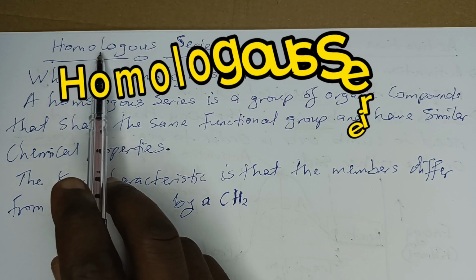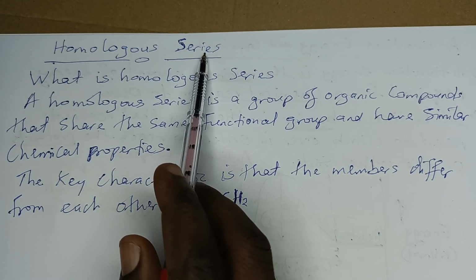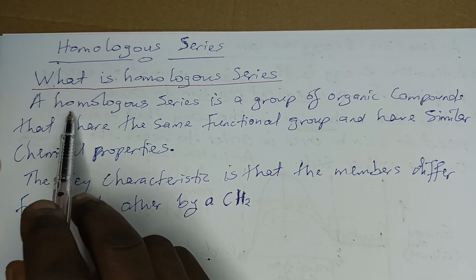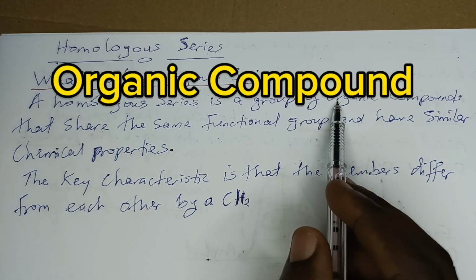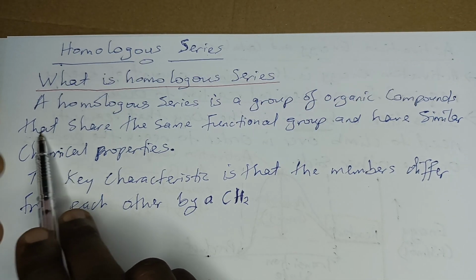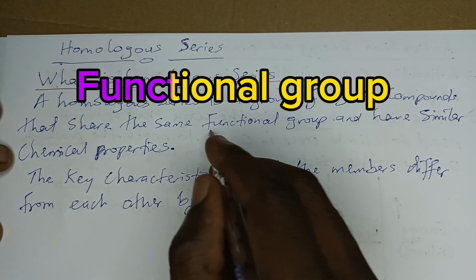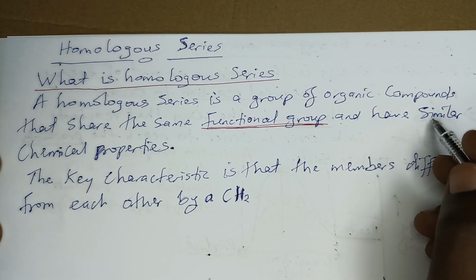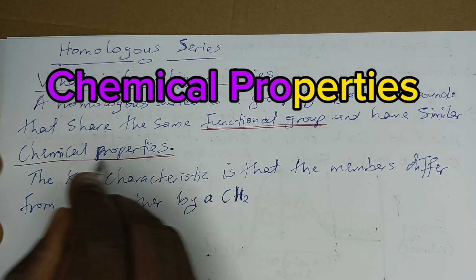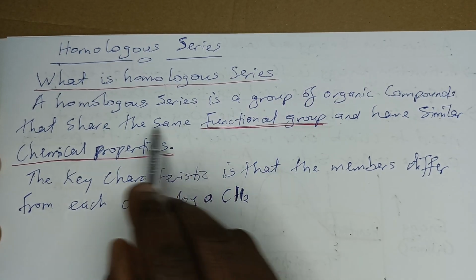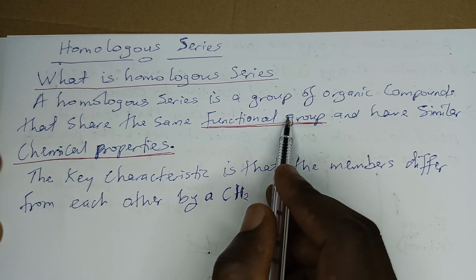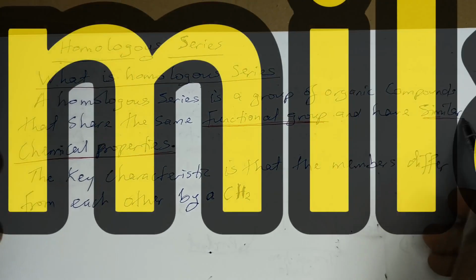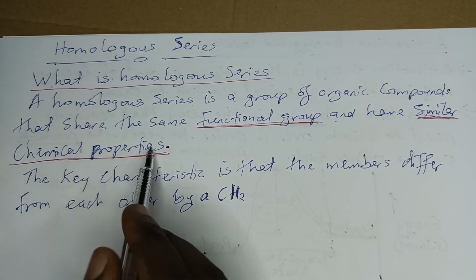Today we'll be discussing homologous series. Now, what is a homologous series? That is the definition of homologous series. A homologous series is a group of organic compounds that share the same functional group and have similar chemical properties. These are the two things. They share the same functional group, that's the first point, and they have similar chemical properties.